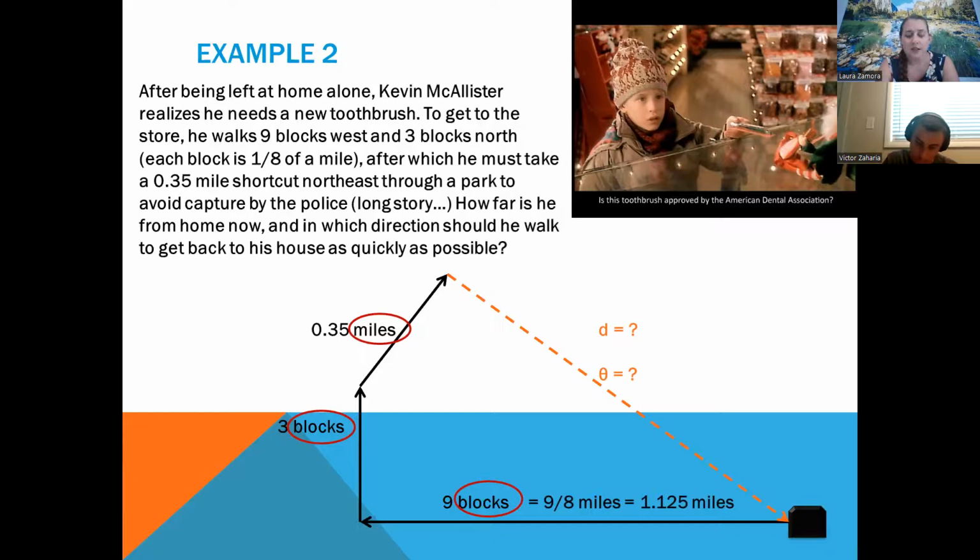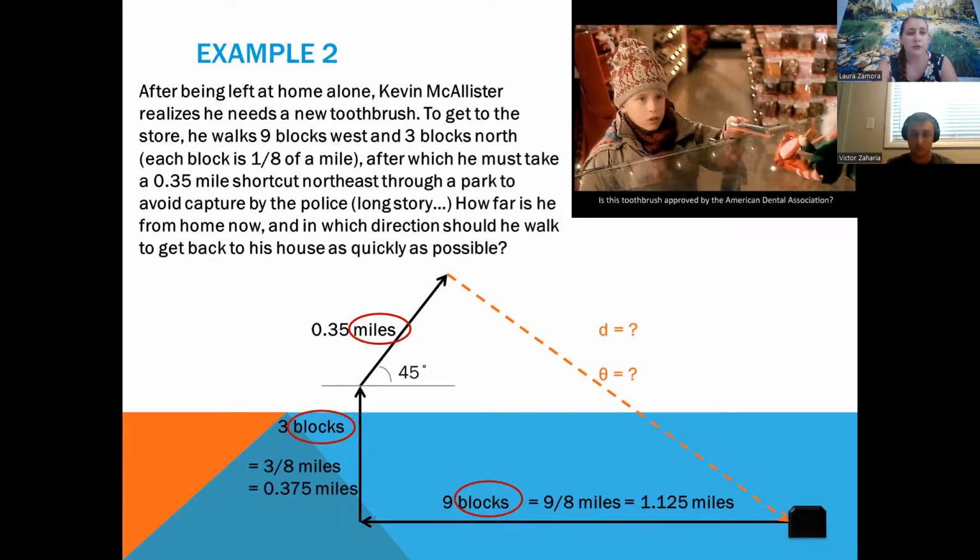So looking at our units here, they're not the same. Here's my conversion. If each block is an eighth of a mile, that means we have 9/8 miles, so 1.125 miles. And this distance is 0.375 miles. So now all our units are happy.